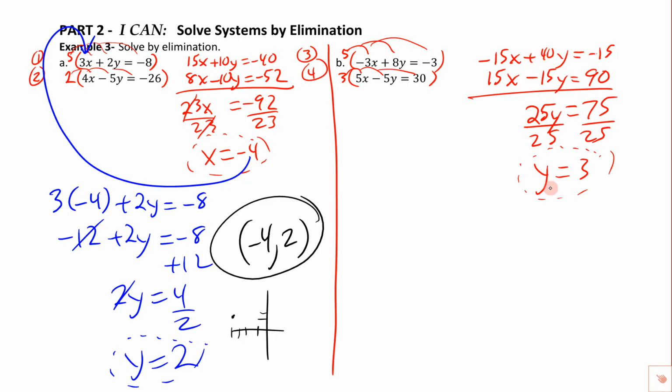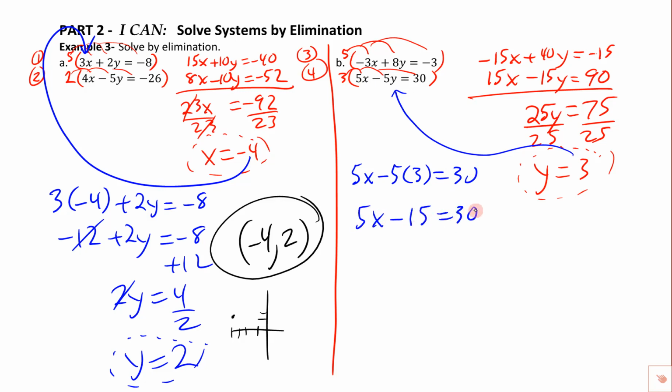So let's come back over here, and again I'm going to change colors so we can keep this straight. Which one do we want to plug into? Let's plug into the one that has fairly small numbers. This has 2 negatives, this one only has 1. So I think I'll plug into that one. Again, it doesn't matter as long as you're careful. So we get 5x minus 5 times y. Y happens to be 3 in this case, so we'll put a 3 right there. And then on the other side is a 30, so this is going to be 5x minus 15 equals 30.